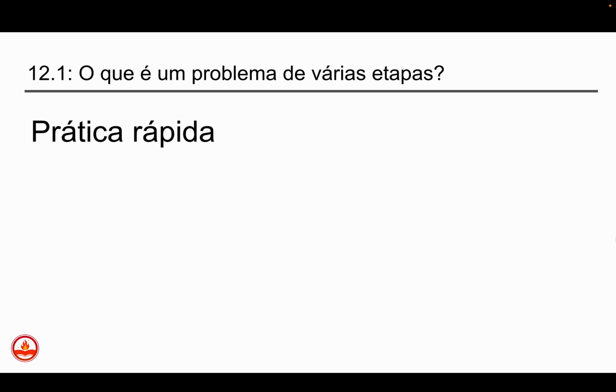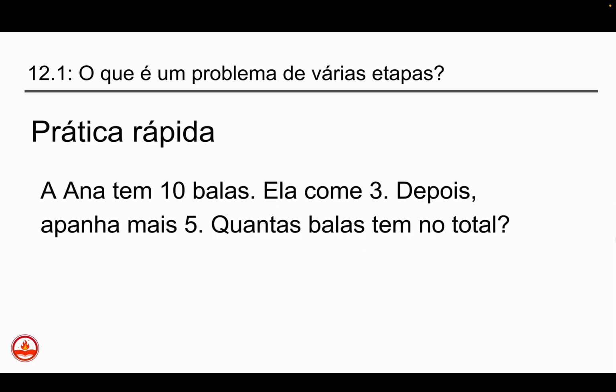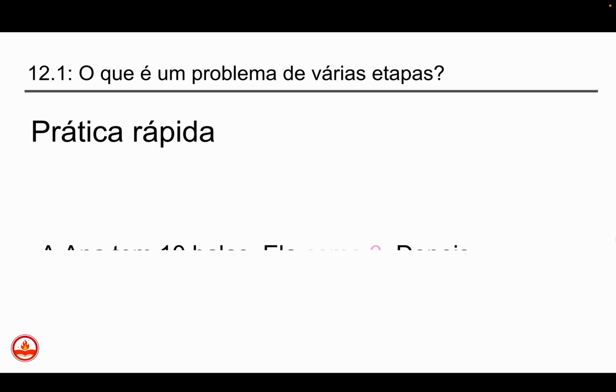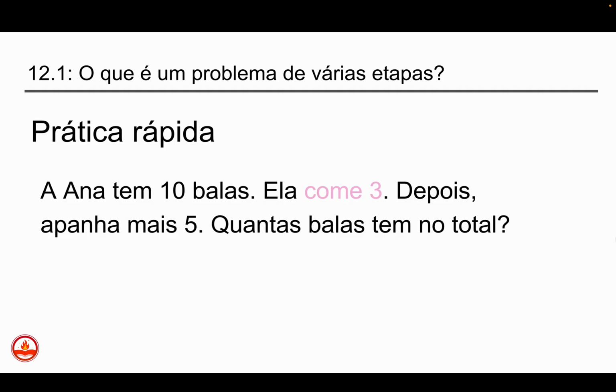Now let's practice together. Anna has 10 candies. She eats 3, then she gets 5 more. How many actions? First, she eats 3. Then she gets 5 more. So this is a multi-step problem.